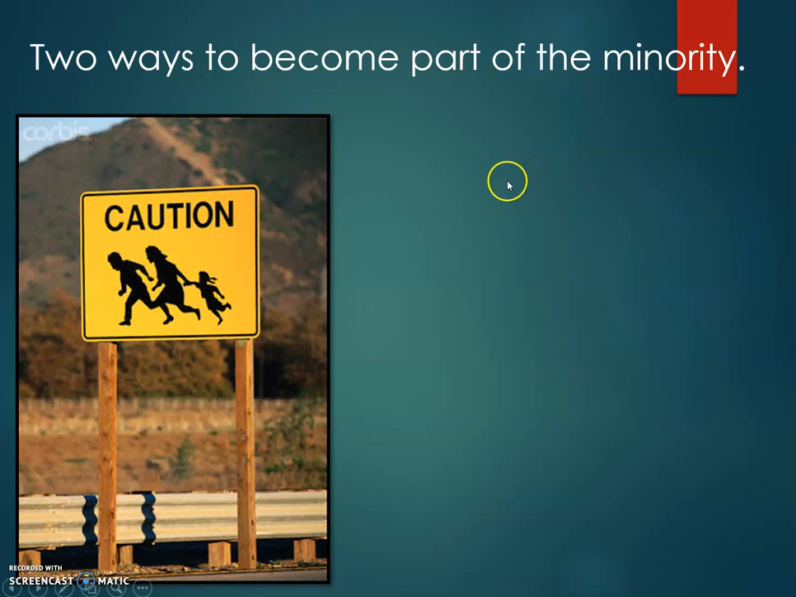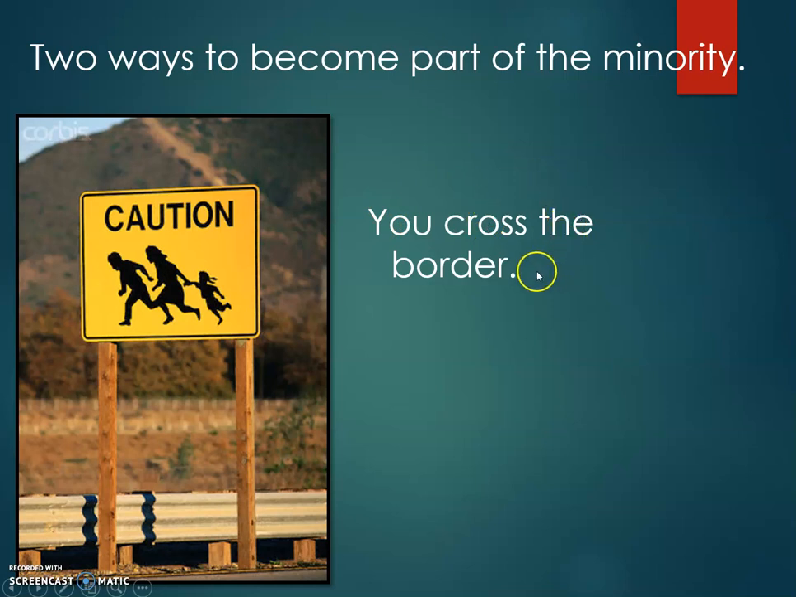So that leads us to the first answer. How do you become part of the minority group? Is you cross the border. You go into an area where now you become part of the minority group. Your status has now changed. So one of the ways to become part of the minority group is that you go into an area where your rights are now a little bit different.